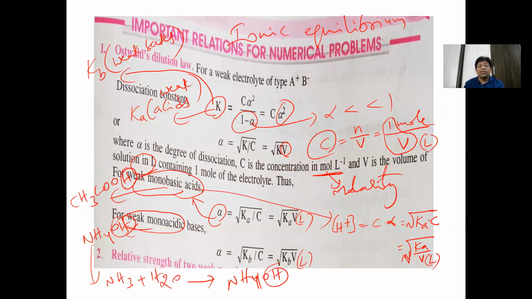Next, in the case of a weak base, the OH minus ion concentration is equal to C into alpha, the concentration of the basic solution into alpha of the base, which equals under root Kb into C, which equals under root Kb by V. Here C is the basic solution concentration and alpha is the degree of dissociation of the base. This way we take OH minus concentration and H plus concentration.